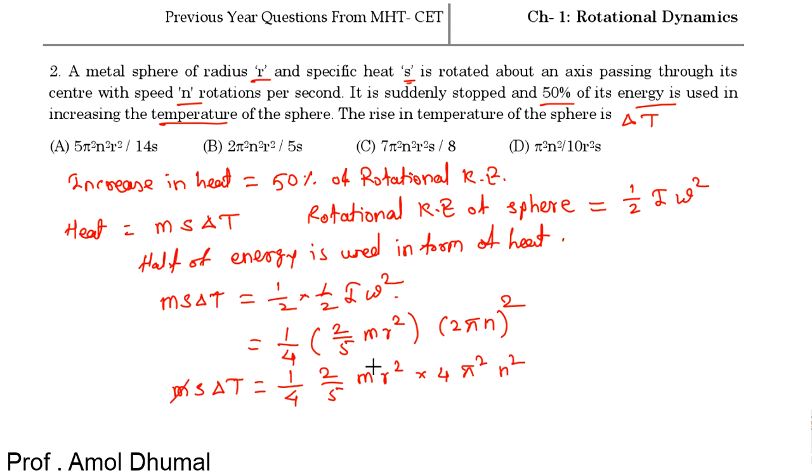So m will get cancelled, this 4 will get cancelled, and the remaining is delta T. We have to find out this delta T. So delta T is equal to 2 pi square r square n square divided by 5 s. So this is the required expression. So option B is correct.